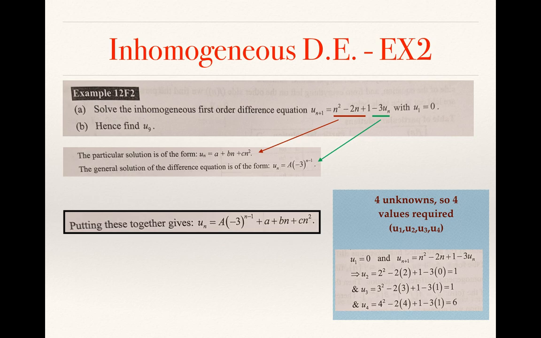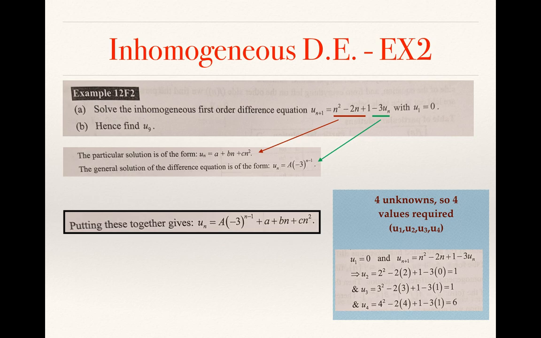And we go to that first difference equation. That's the thing that says solve the inhomogeneous first order difference equation. U of n plus 1 is equal to n squared minus 2n plus 1 minus 3 u of n. We go there, we fill in, we get u of 2 is equal to 1 squared minus 2 times 1 plus 1 minus 3 u of 0. That will give me a value. Find u of 2, u of 3, and u of 4, and they're done there in the bottom right-hand corner.